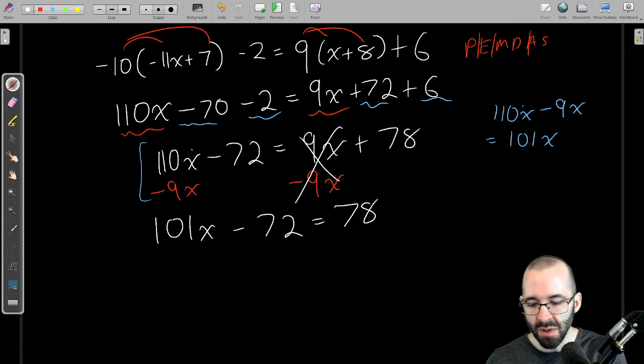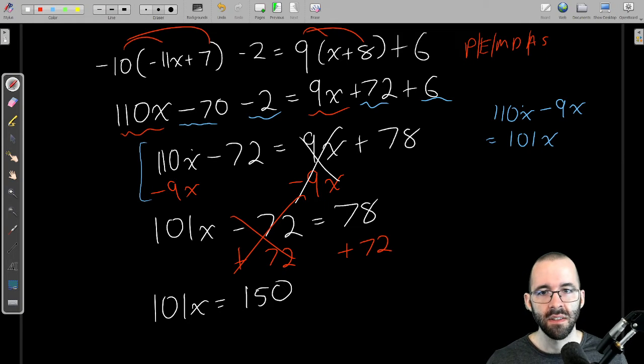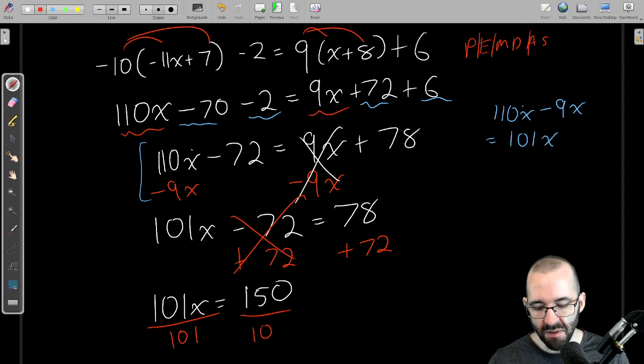We want the x by itself, so we need to get rid of that 72. Let's add 72 to both sides. Because now on the left, great, 101x is by itself. And on the right-hand side, 78 plus 72, you could type that into a calculator and should get 150. I'm not going to check this one by hand, but you could. Finally, x is getting multiplied by 101. So to undo that, we have to divide it by 101. And now the left-hand side cancels, and we just get x is equal to whatever this is.